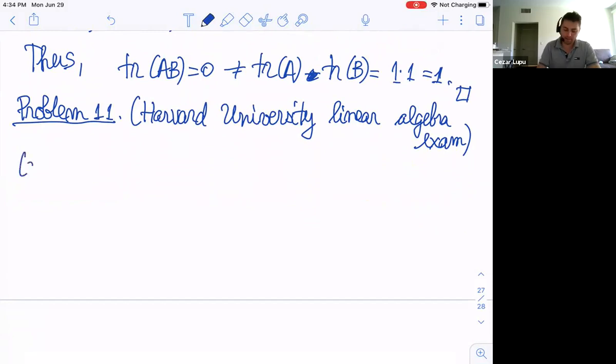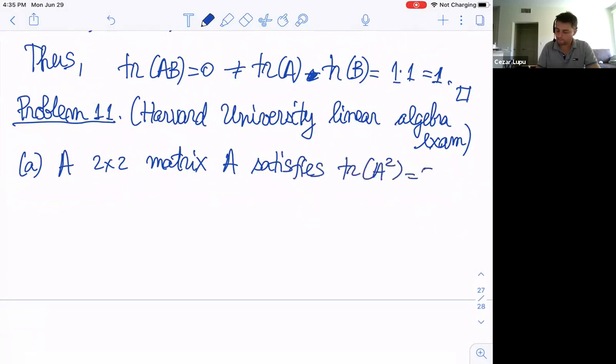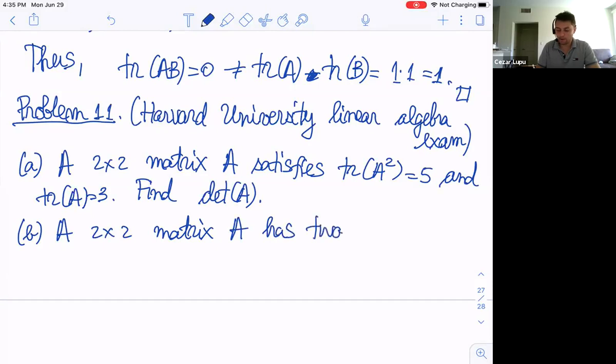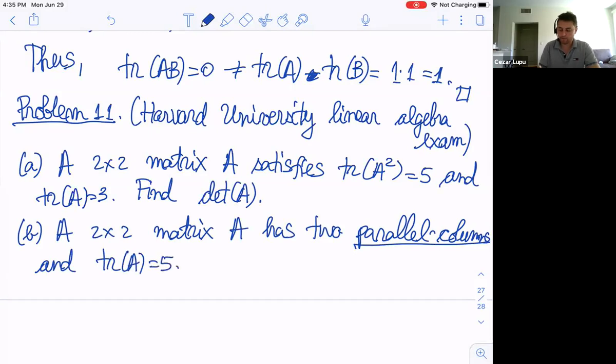Anyway, the problem says the following. Part A: a 2 by 2 matrix A satisfies trace of A squared equals 5 and trace of A equals 3, and we're asked to find the determinant of A. Part B: a 2 by 2 matrix A has 2 parallel columns, and we need to interpret this, and trace of A is 5. Find trace of A squared.